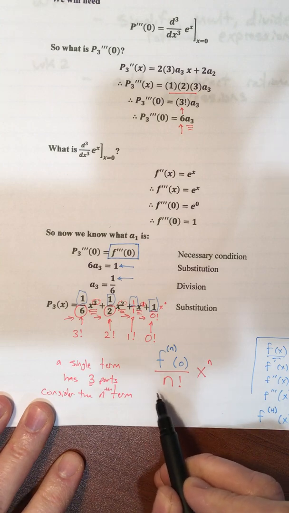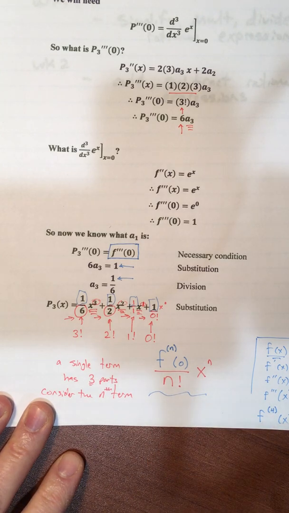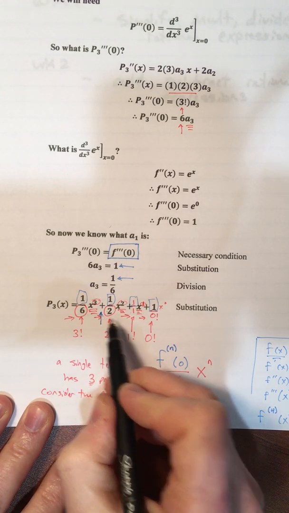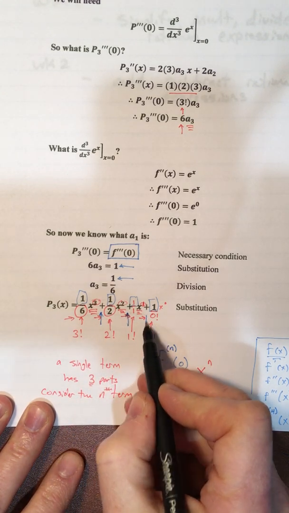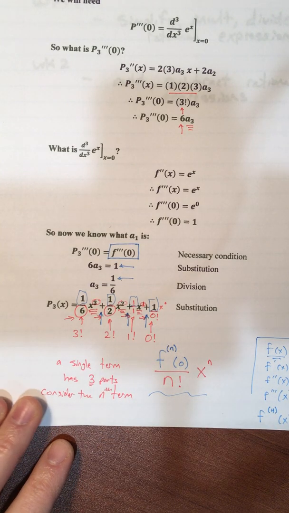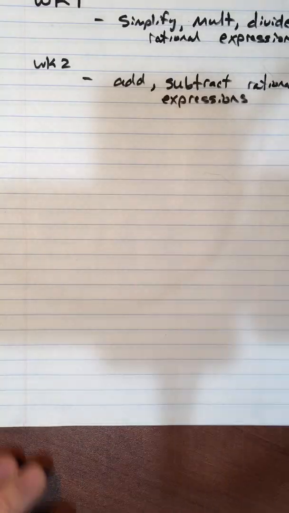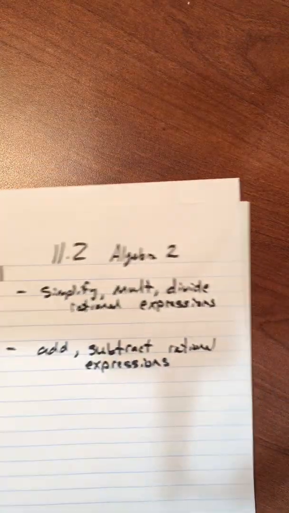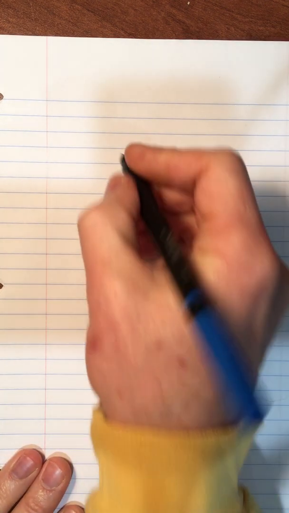Okay, so this becomes basically a formula for finding a single term. And then what do we need to do? We need to add all of those terms together, because that's what polynomials do. They add terms together. Mathematically speaking, how do we represent that we're adding a bunch of stuff together?